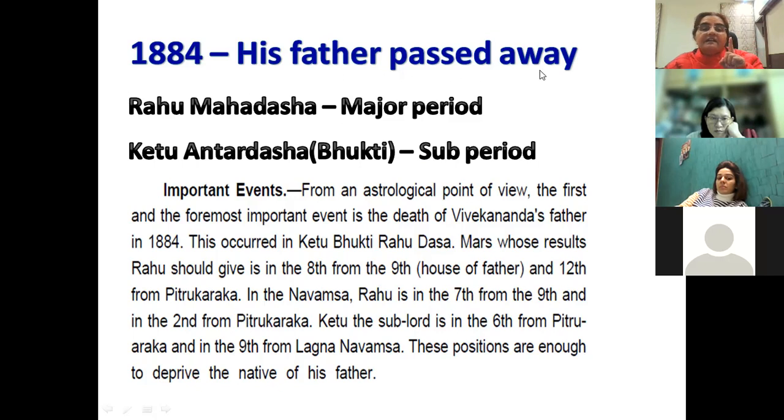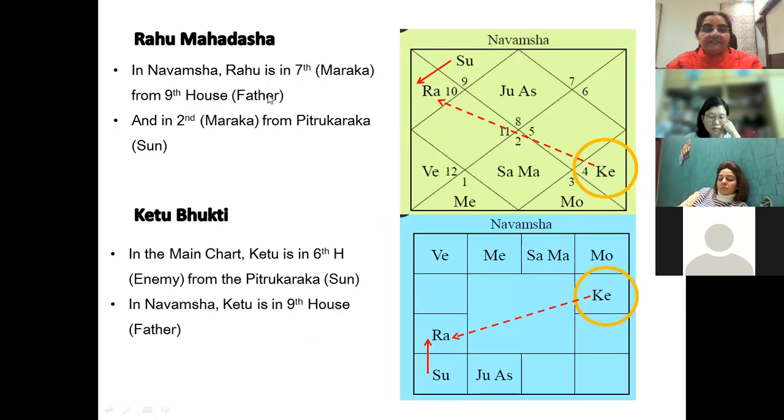Right now we are discussing his father's death. So we are considering the 9th house's Marka, Marka for father, not for Lagna, but for father. Now Ketu, the sublord, is in the 6th from the Pitrakarak and is in the 9th from the Lagna. These positions are enough to deprive the native of his father. So the last 3-4 lines I'm covering in this chart.